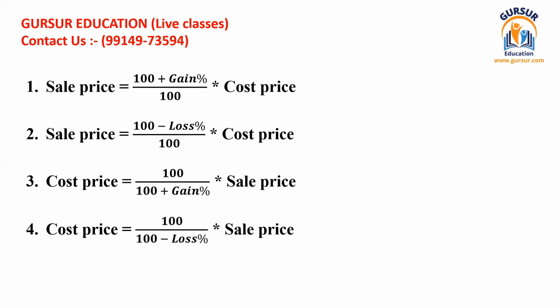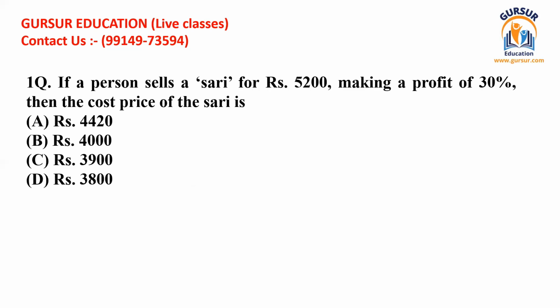So now I am going to show you the first question, and one by one I shall make the equations of these questions on the basis of the relationship between sale price and cost price. Moving further, this is question number one. The question says, if a person sells a sari for 5,200 rupees, then in the question you have to apply your mind and find two things only: cost price and sale price. Whatever is given, you have to write it immediately.